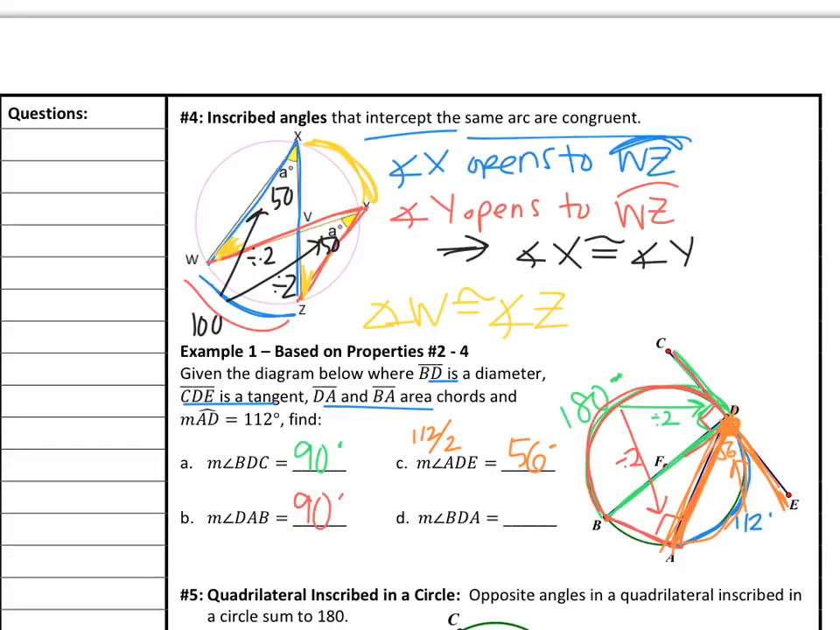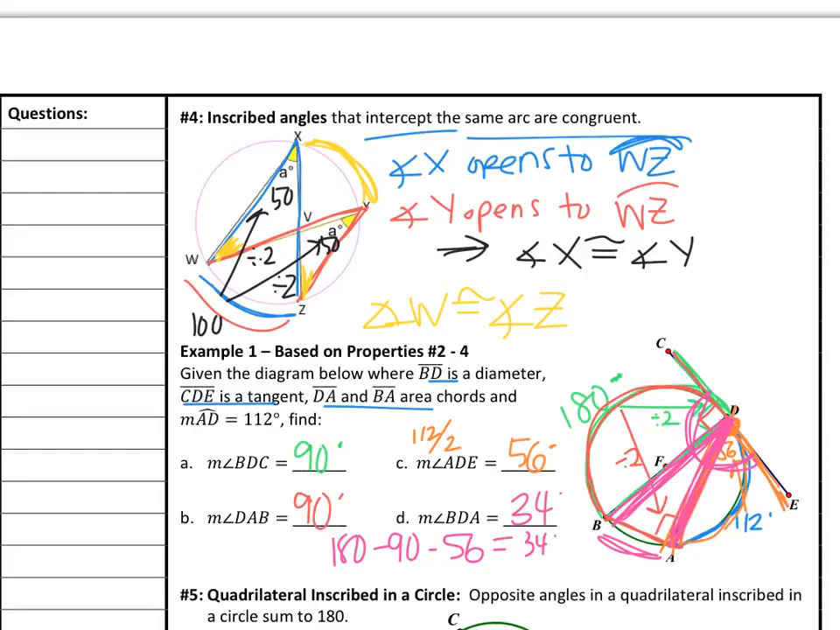Then the last one that we need to find is angle BDA. B to D to A. So it's this pink one right here. You've got a couple options for finding this. You could find this arc, then cut in half, or you could just use the fact that angles on a line equal 180. Goodness, I almost said 360. So I've got 180, take away the 90, take away the 56. And that leaves me with 34.